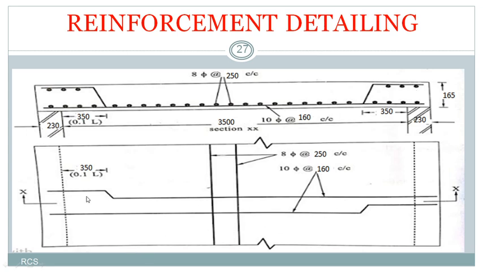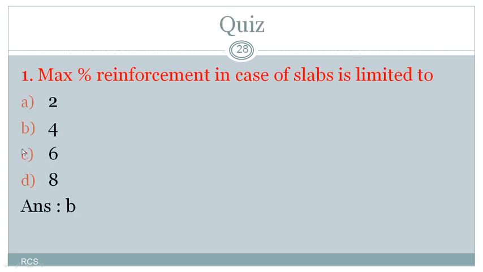This is one more cross sectional view. This is the main bar in this direction, and this is the main bar in this direction. It will be bent here and here, and if we cut the section XX here, that will be a sectional view of this slab. Okay, then we have some quiz questions.